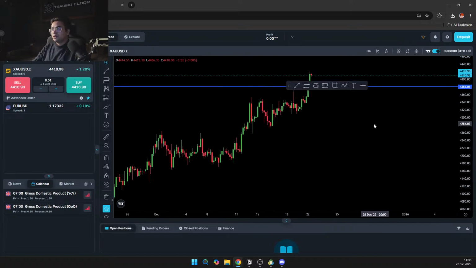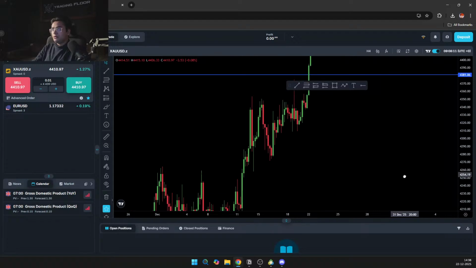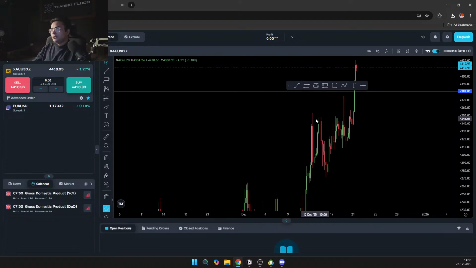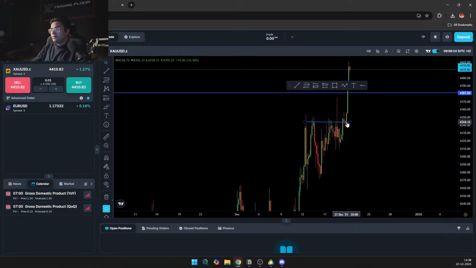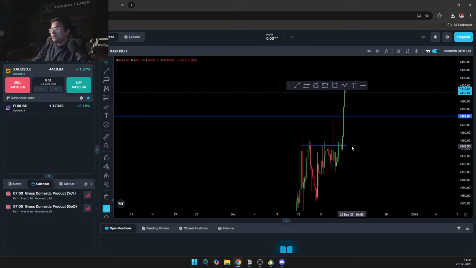If we zoom in a little bit here, I can see it gave so many rejections on the 4 hour, so many rejections here. But finally, if you go through a minor resistance here, you can see that we had a breakout, a retest, and the continuation. Perfectly done.